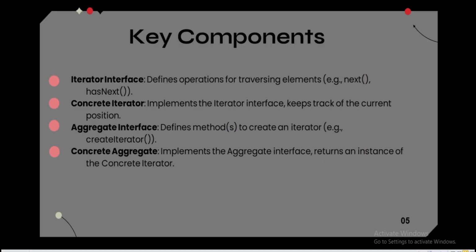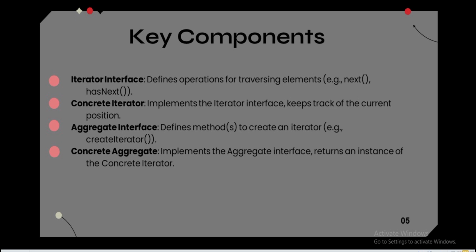Now we will discuss the key components of the iterator pattern. The first one is the iterator interface. It defines the methods necessary for traversing a collection. Common methods are next, which is used to move to the next element and returns it, and hasNext, which checks if there are more elements to traverse in the collection. Next one is the concrete iterator. This is the implementation of the iterator interface, and it keeps track of the current position within the collection and implements the logic for the next and hasNext methods.